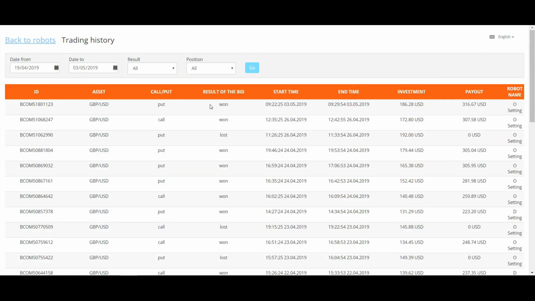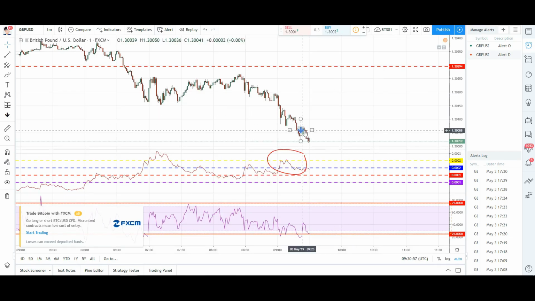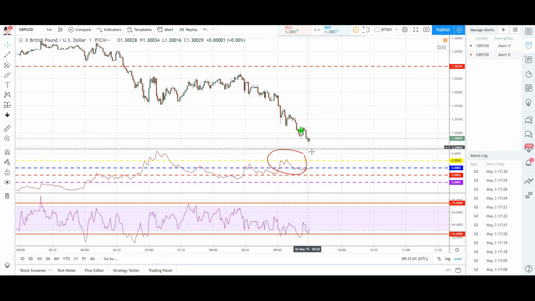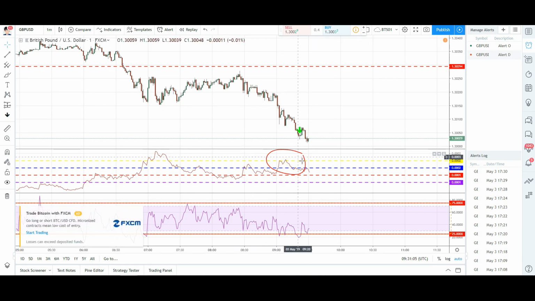Alright guys, so we're back. So it seems like we have won the trade actually. Even though there was an earlier green candle formed, my balance stands at 1900 right now. You can see that the price actually continued to move downwards, so it was actually a good decision for Binbot Pro to take a put trade. Okay, so that's pretty much it.